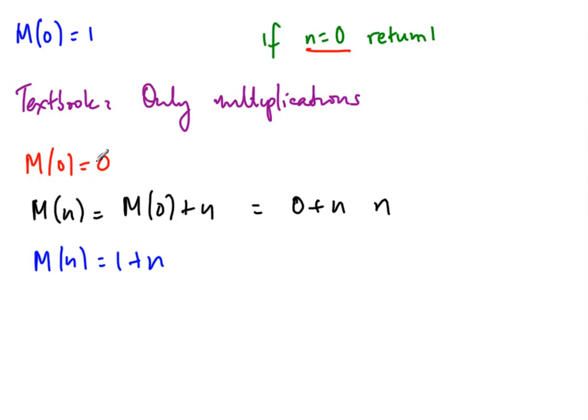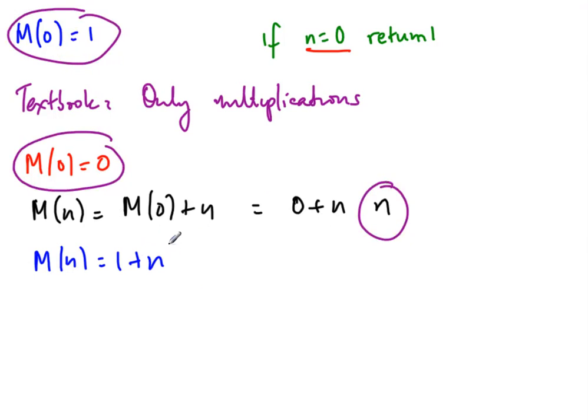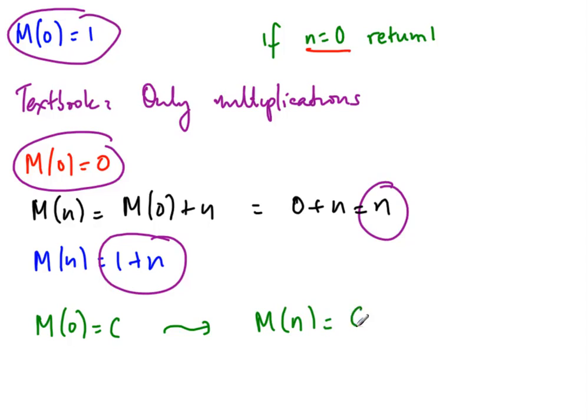So this illustrates that the choice of the initial condition can determine the value that you get in the end. The fact that we ended up with n plus 1 and the book ends up with n is because of a different choice. And in fact, you can easily verify that if you take any constant M of 0 equal to c, then you will end up with M of n equal to c plus n, because in the final step you will substitute c for M of 0.